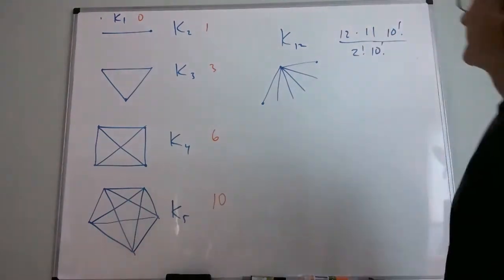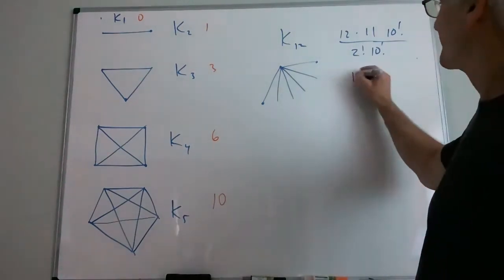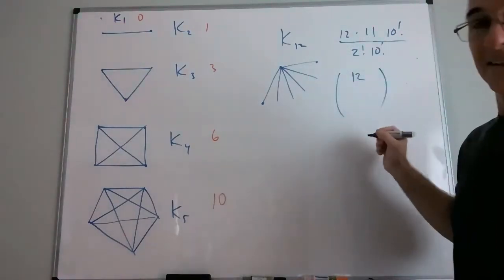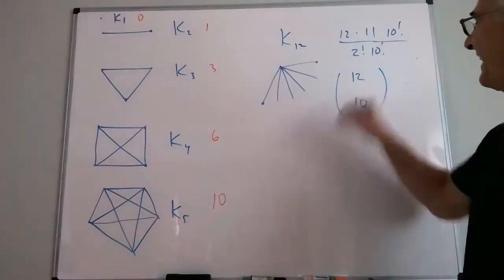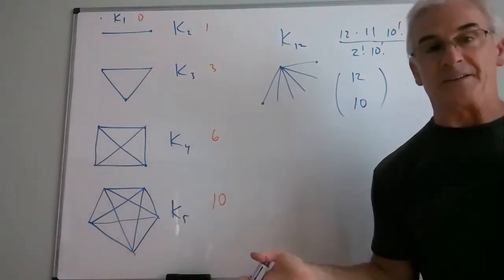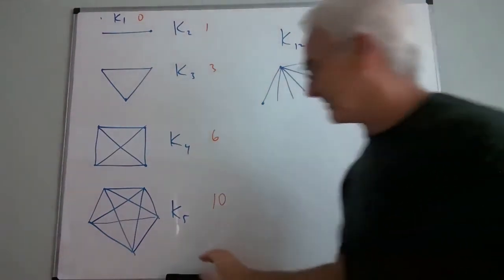Would that be the same thing? Yes. And what would that be? 12 factorial on top. No, but better than that. That would be... Oh, a combination. Does everyone see that? It's a combination. That's more convenient to think of it that way. It's combination 12 choose 10.